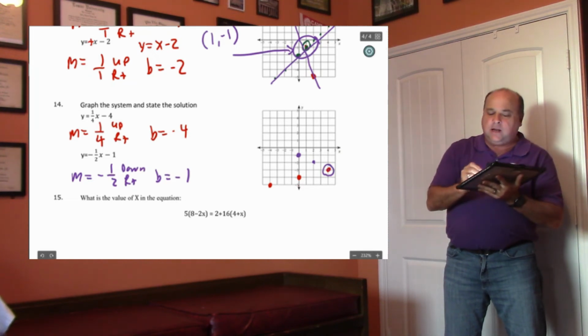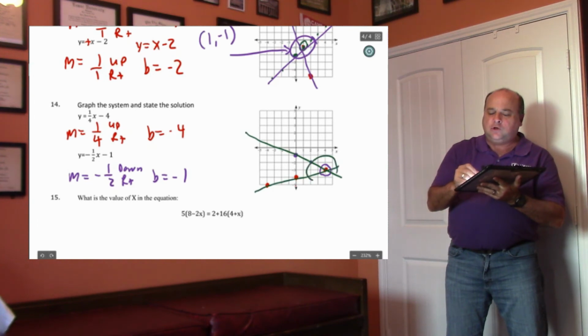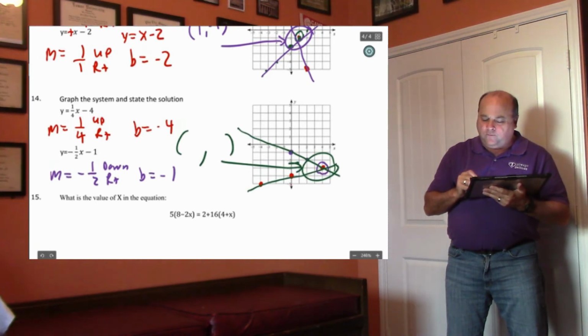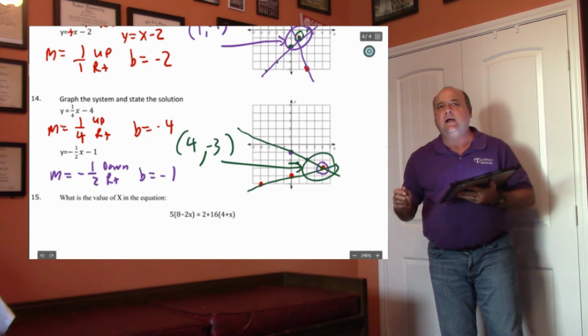So let's graph these lines. Circle the intersection point, draw an arrow to it, and then get the ordered pair of that. I'm going to go over 4 and down 3. So my ordered pair is 4 comma negative 3.